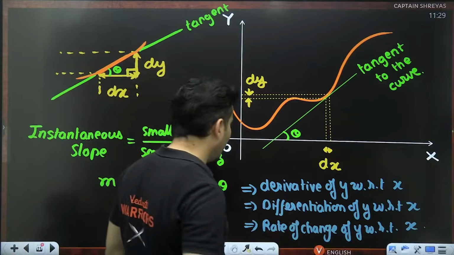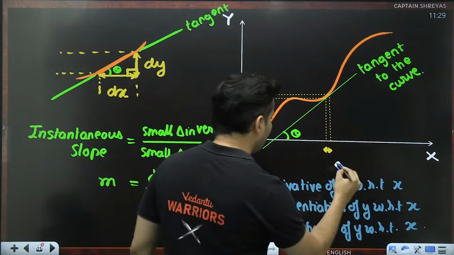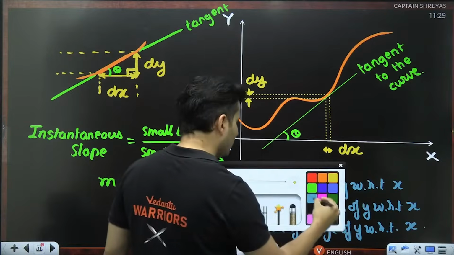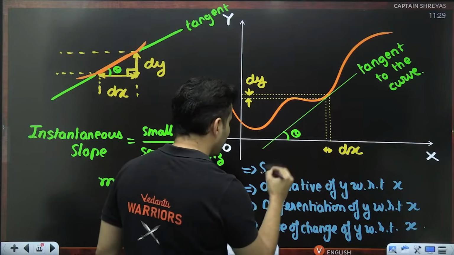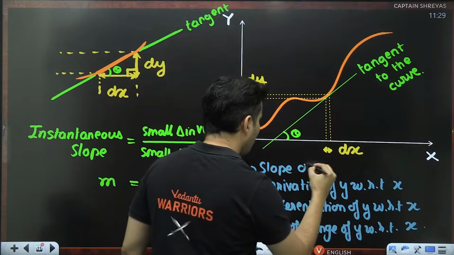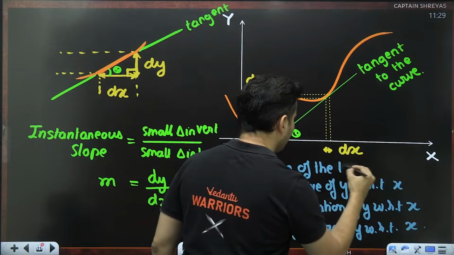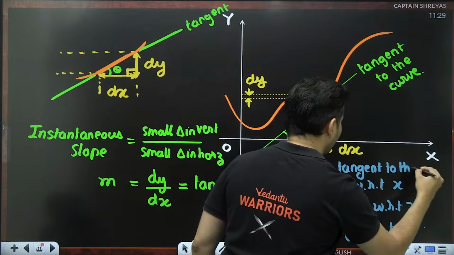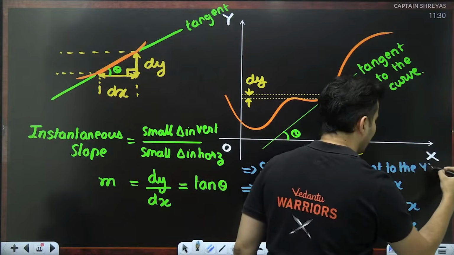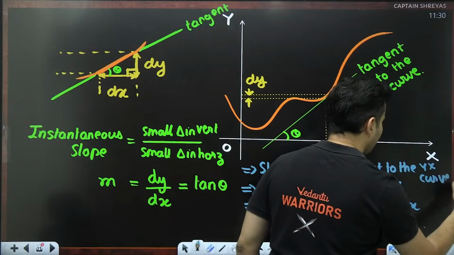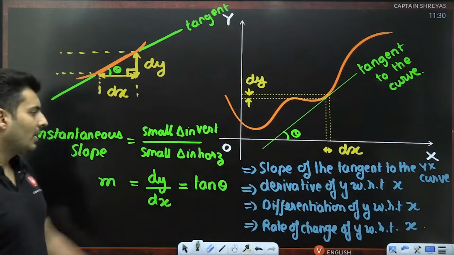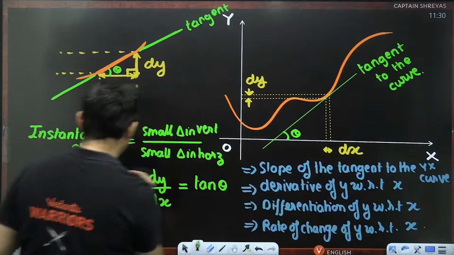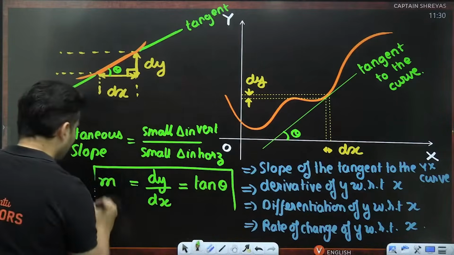You can also call it, I don't have space, so maybe I'll just write it over here, the slope of the tangent to the curve, of the tangent to the y-x curve, the y versus x graph. All these things mean exactly the same thing. Now let's take numerical problems to understand this.